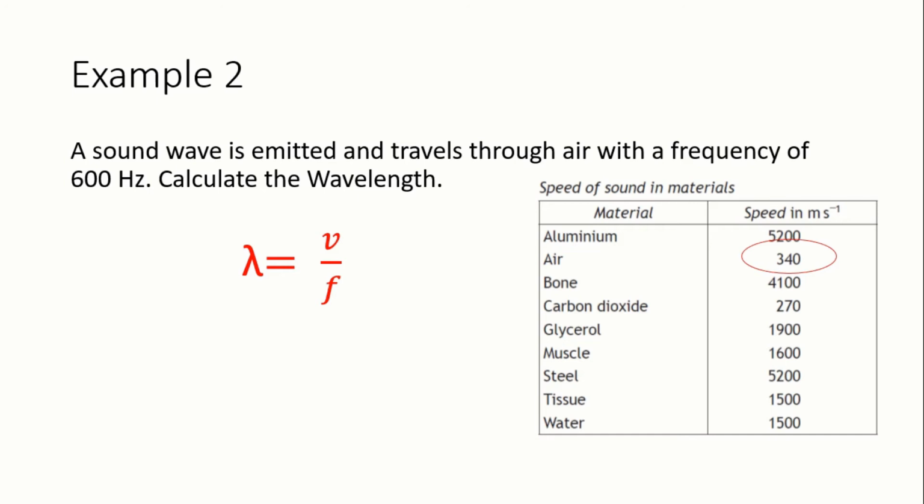We can now use these values in the equation. That's 340 divided by the 600 Hz gives us 0.57 meters.